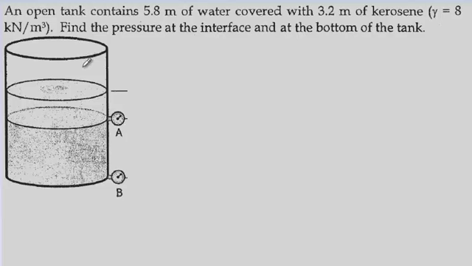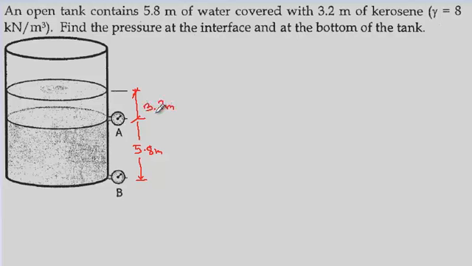So here, of course, we know how mas bugat or mas dako og density is kerosene or water. So in this case, water will be at the bottom. So this is water, 5.8 meters. Water is at the bottom, on top is kerosene. And the kerosene is 3.2 meters in depth.